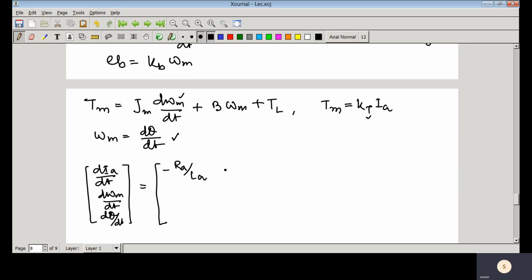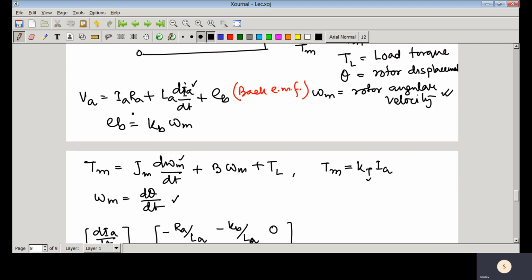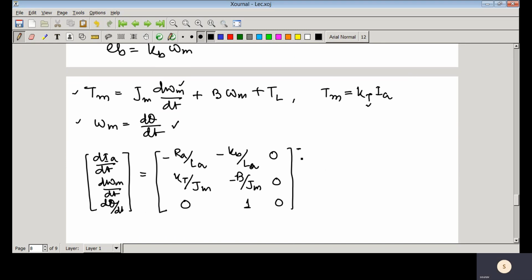If we write it in matrix form, we have the armature inductance, then Kt by Jm, then minus B by Jm, then 0, 1, 0. I am writing all these differential equations in matrix form. Then you have the state vector: current Ia, omega m, theta.